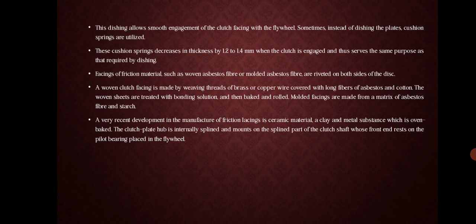A very recent development in the manufacture of friction facing is ceramic material, a clay and metal substance which is woven and baked. The clutch plate hub is internally splined and mounted on the spindle part of the clutch shaft, whose front end rests on the pilot bearing placed in the flywheel.